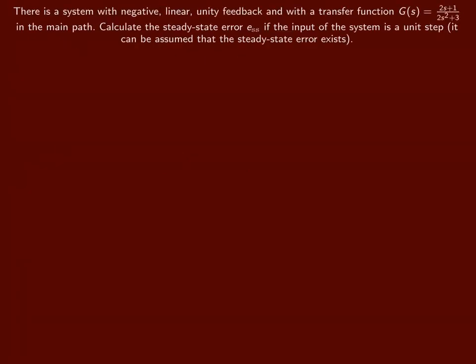The content of the next task is: there's a system with negative linear unity feedback and with a transfer function g of s in the main path. Calculate the steady-state error if the input of the system is a unit step. It can be assumed that the steady-state error exists.